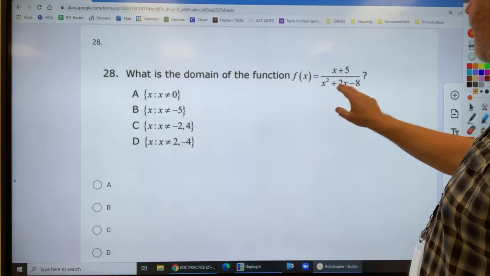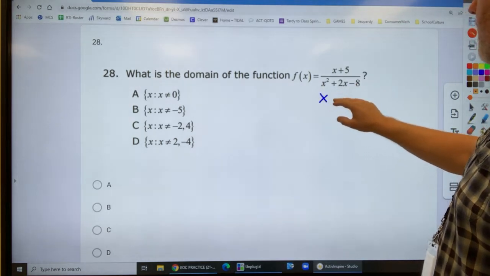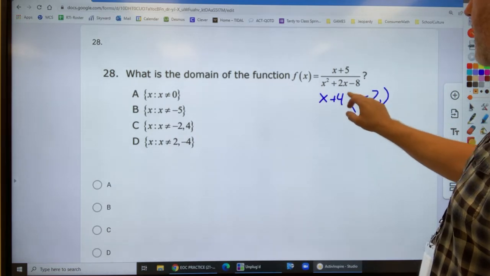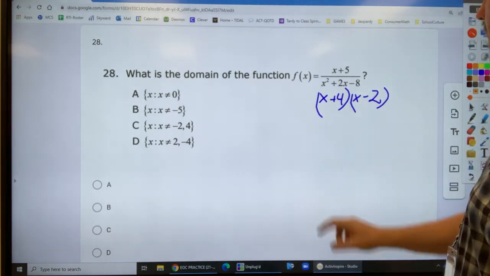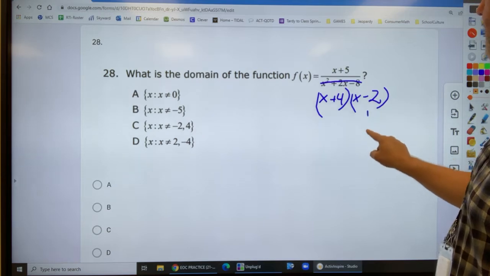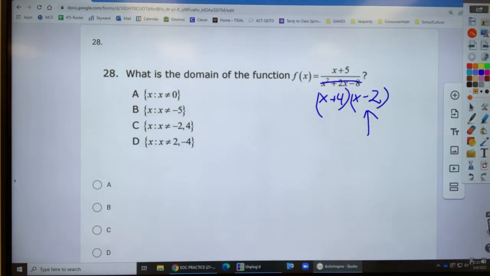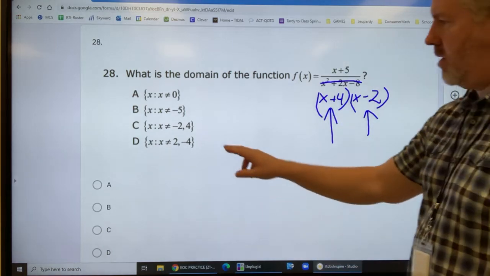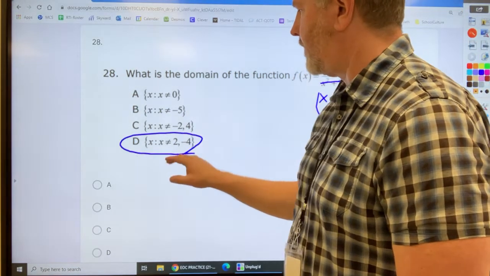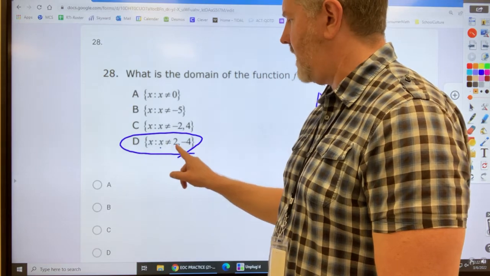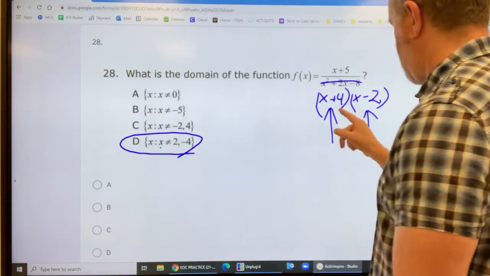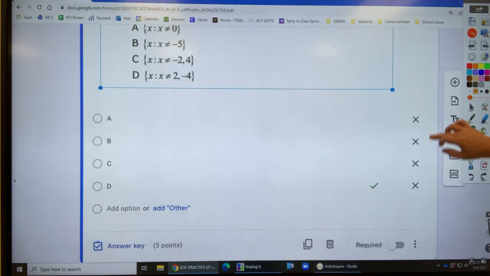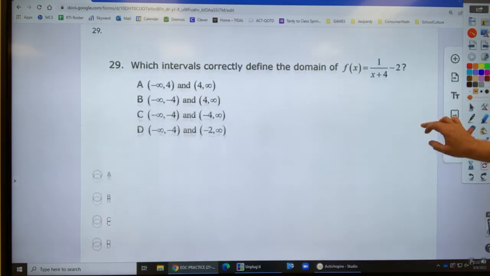So let's see, we're going to factor this, x plus 4, x minus 2. Those multiply to get -8 and add up to 2. X cannot be +2 or -4. So, restrictions on the domain, x cannot equal 2 or -4. So let's make sure that that one is D. Yep, there it is. All right, which intervals correctly?